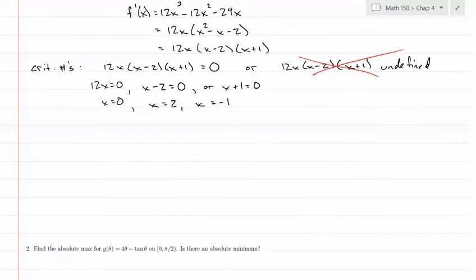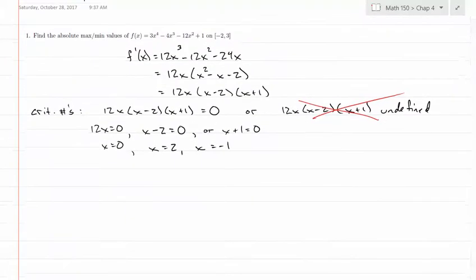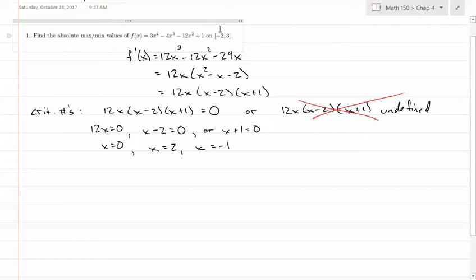So what we have to do is plug all these critical numbers into the original function, along with the endpoints, and those will give us a list of candidates for the absolute maximum values. Then the biggest number in that list will be the absolute maximum, and the smallest number in the list is the absolute minimum. So let's go ahead and plug those numbers in.